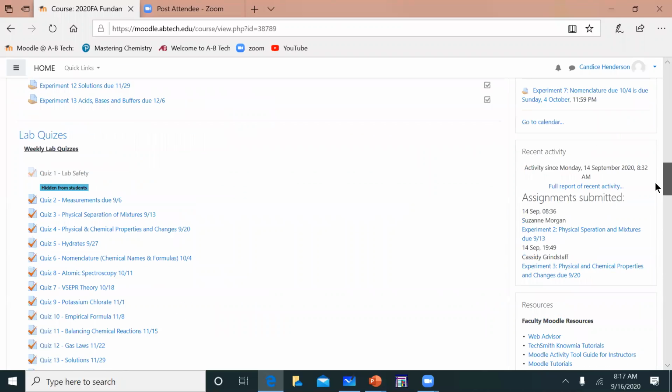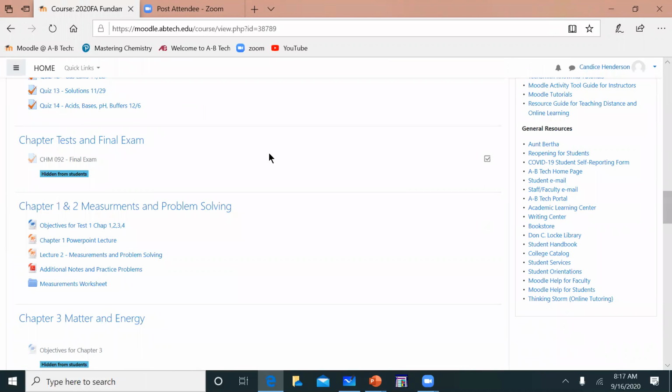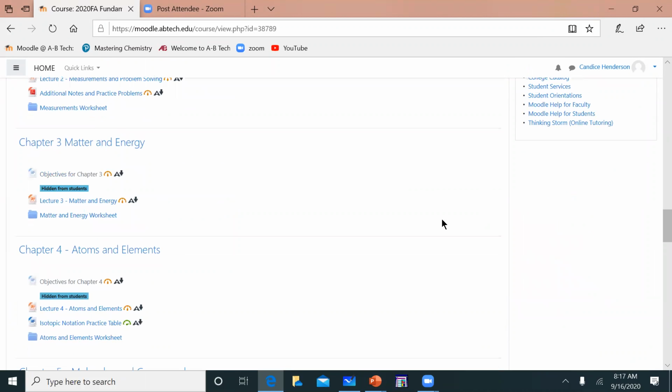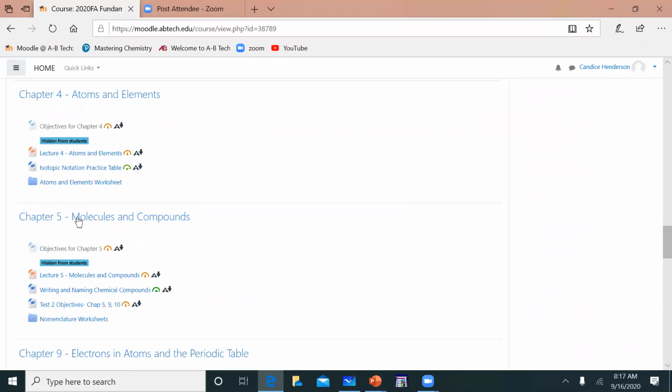Embedded with the slides here are always additional worksheets and stuff that you can use if you want some extra practice.